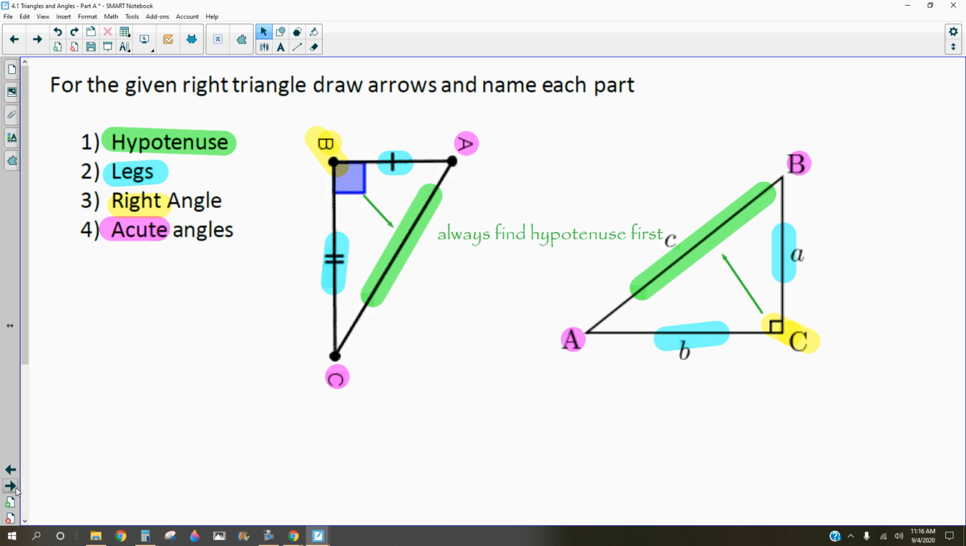The other two are called legs. They might be the same length, they might be different lengths from each other. It doesn't matter, but they're the two sides that come together at the 90-degree corner. The right angle is the 90-degree box corner. The other two will be acute angles.